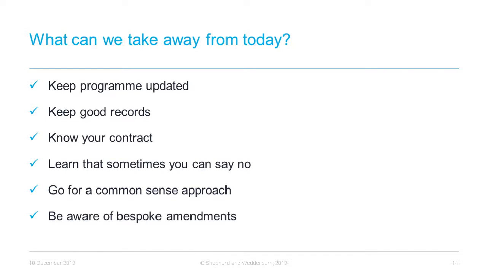In relation to acceleration, be aware that in both JCT and NEC, the employer cannot unilaterally decide to accelerate the works, that is, in the unamended contract. The contractor is allowed to refuse to accelerate if it is not feasible for them, or if the quotation has not yet been accepted.